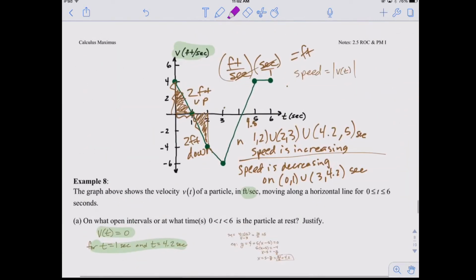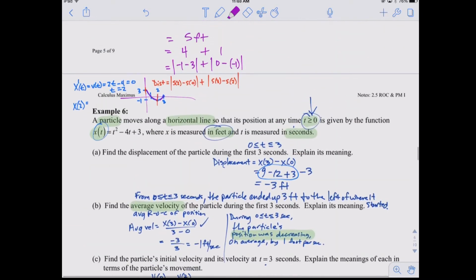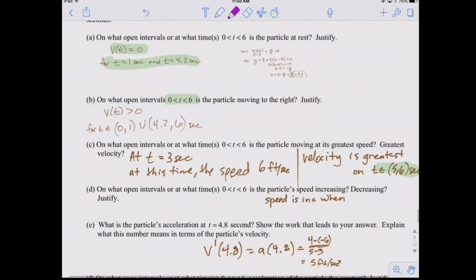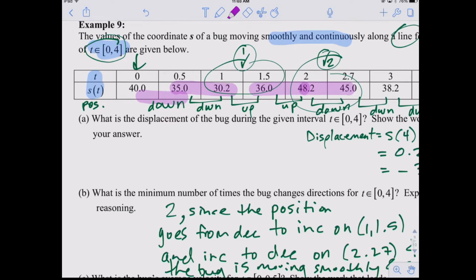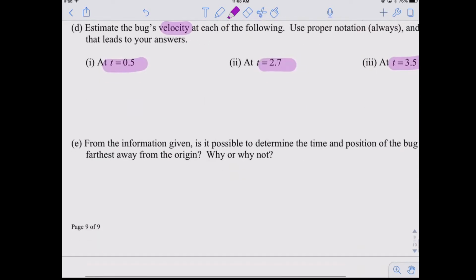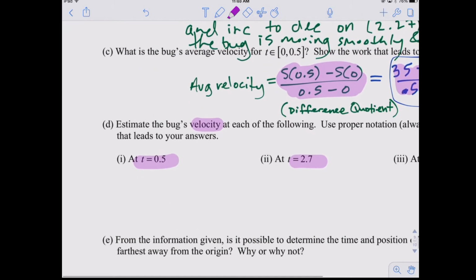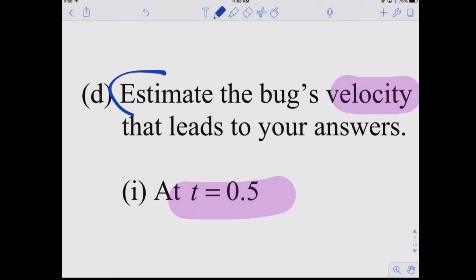Now, from a graph, you can find derivatives without an equation if you can find the slope, like of a line. Of course, from an equation, you can find the derivatives by finding the derivative function and plugging in. There is no way, though, from a table of values to find the actual value of the derivative. So that's why the bug's velocity is not expected to be calculated exactly, but rather calculated as simply an estimate.